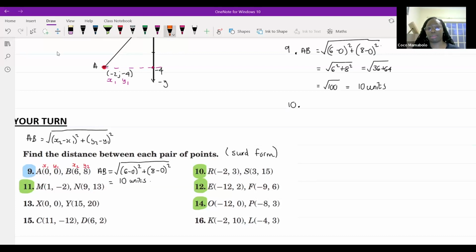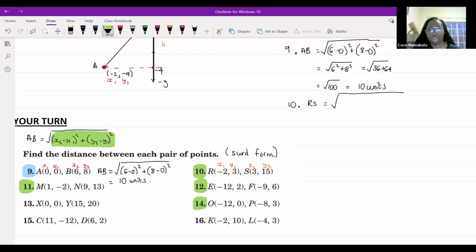So the first thing we're going to do is label these. I'm just going to label x1, y1, and over here x2 and y2. I know this one is called RS, not AB. So RS is equal to the square root of, and now all we're going to do is follow these steps here. Do you see the steps highlighted in green?